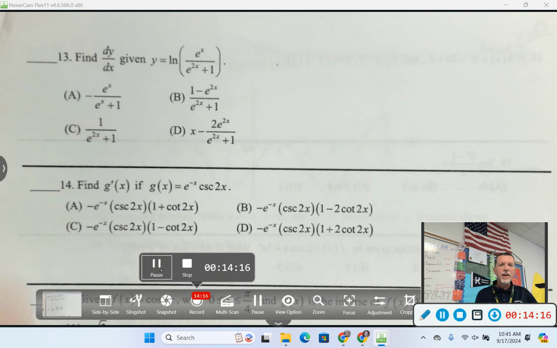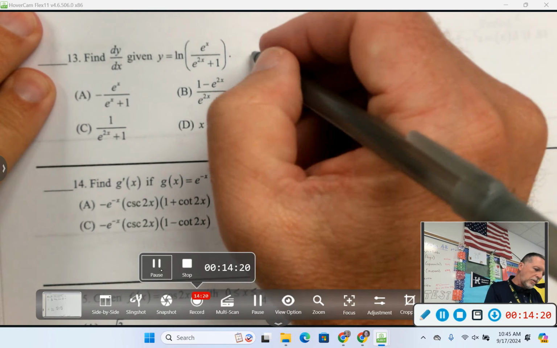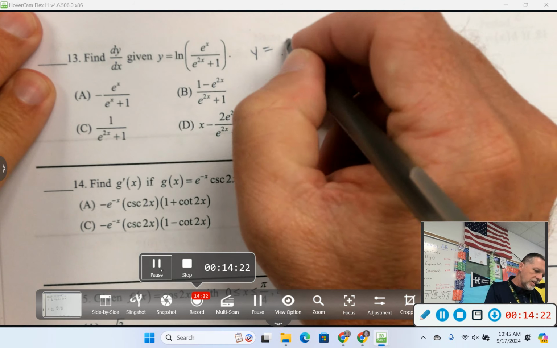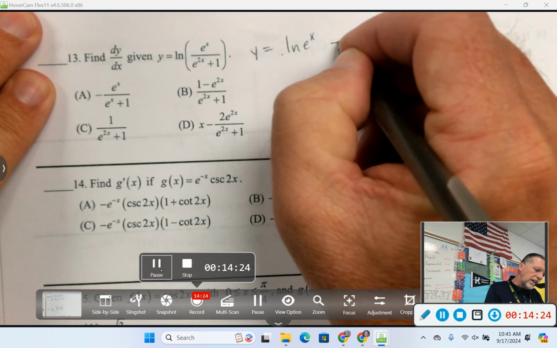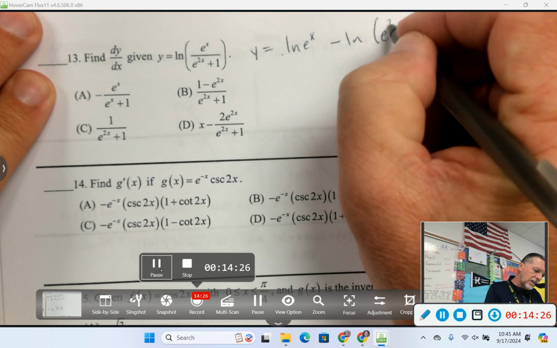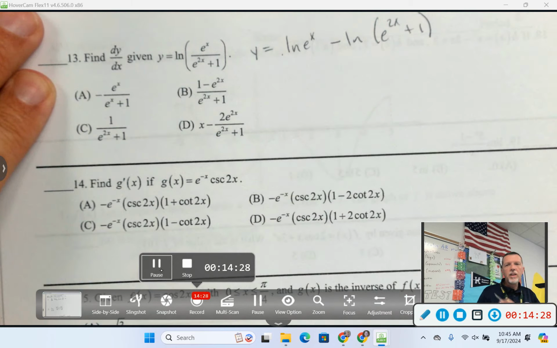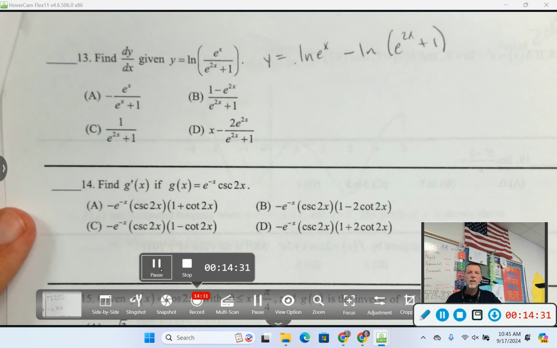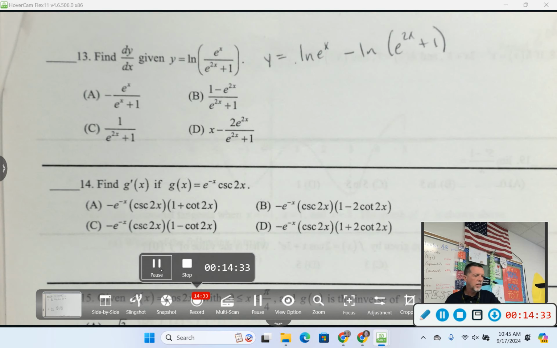13. Speaking of algebra and calculus, I want to do algebra first. Natural log of e to the x minus natural log of e to the 2x plus 1. Split it up. Speaking of algebra first, picking on people here.